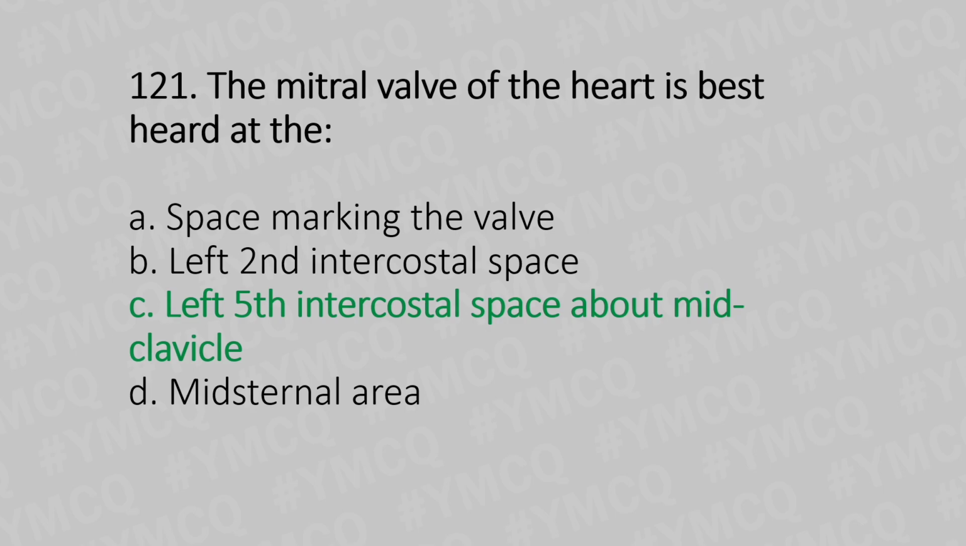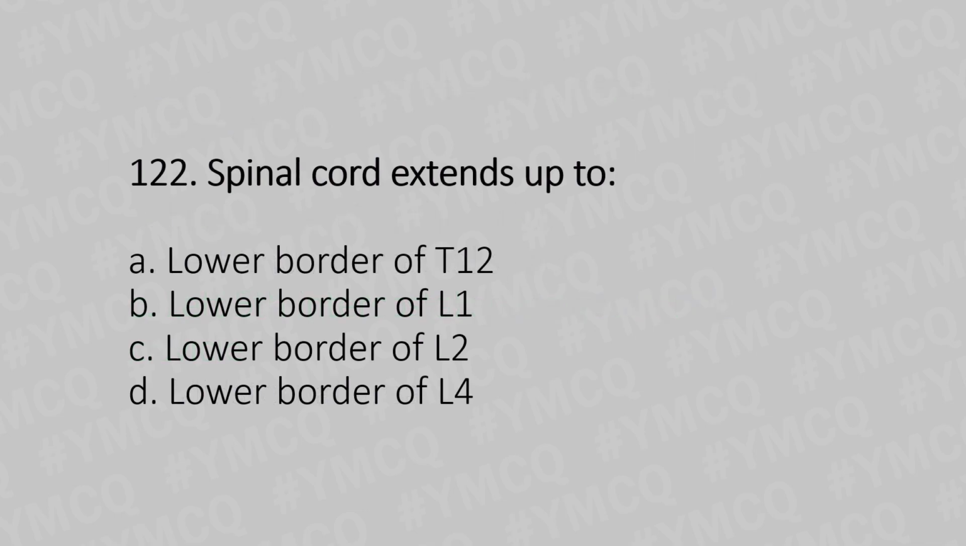Now let's move to question number 122. Spinal cord extends up to: option A, lower border of the T12. Option B, lower border of the L1. Option C, lower border of the L2. Option D, lower border of the L4. And the answer is option B, lower border of the L1.